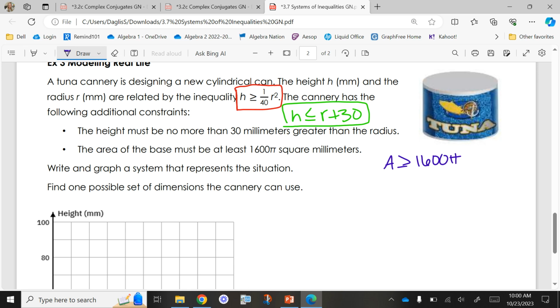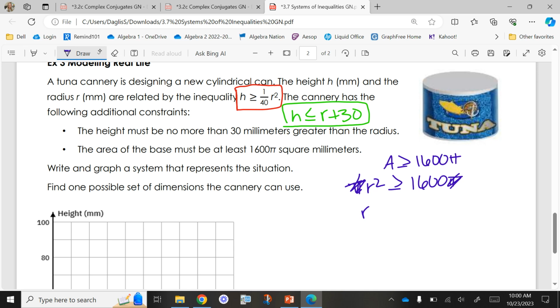All right, let's dig deep. What's the area of a cylinder? There you go. That makes that simple. Or the circle, the top of the circle. Yeah. So we're going to say pi R squared. Pi's cancel. So we have r squared is greater than or equal to 1600.